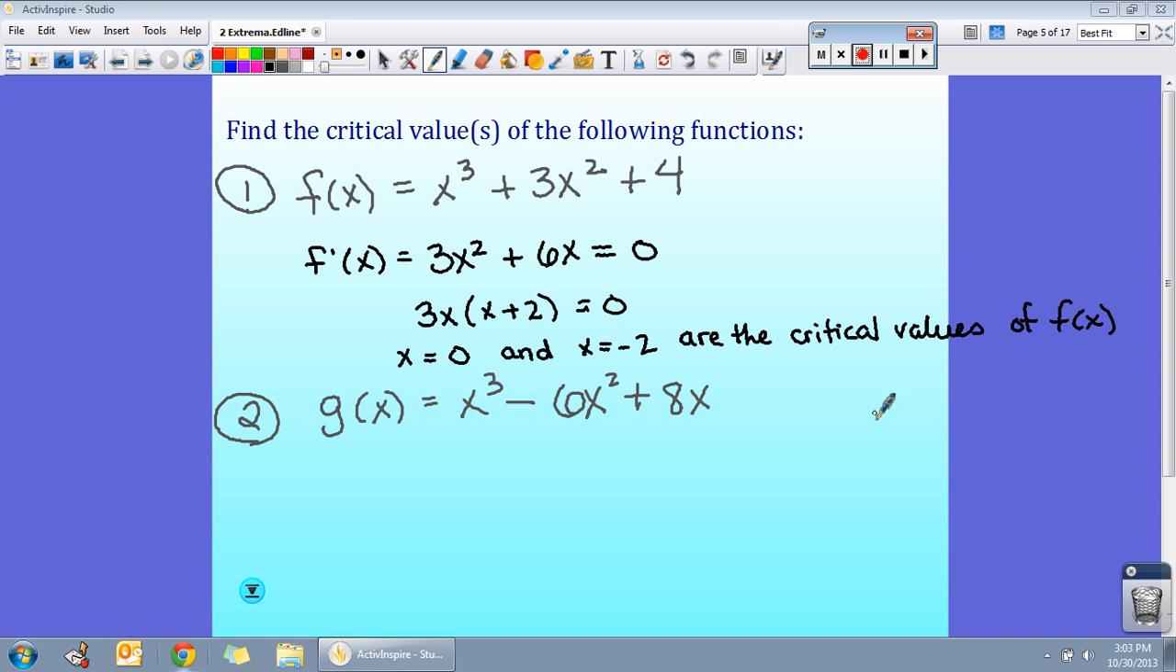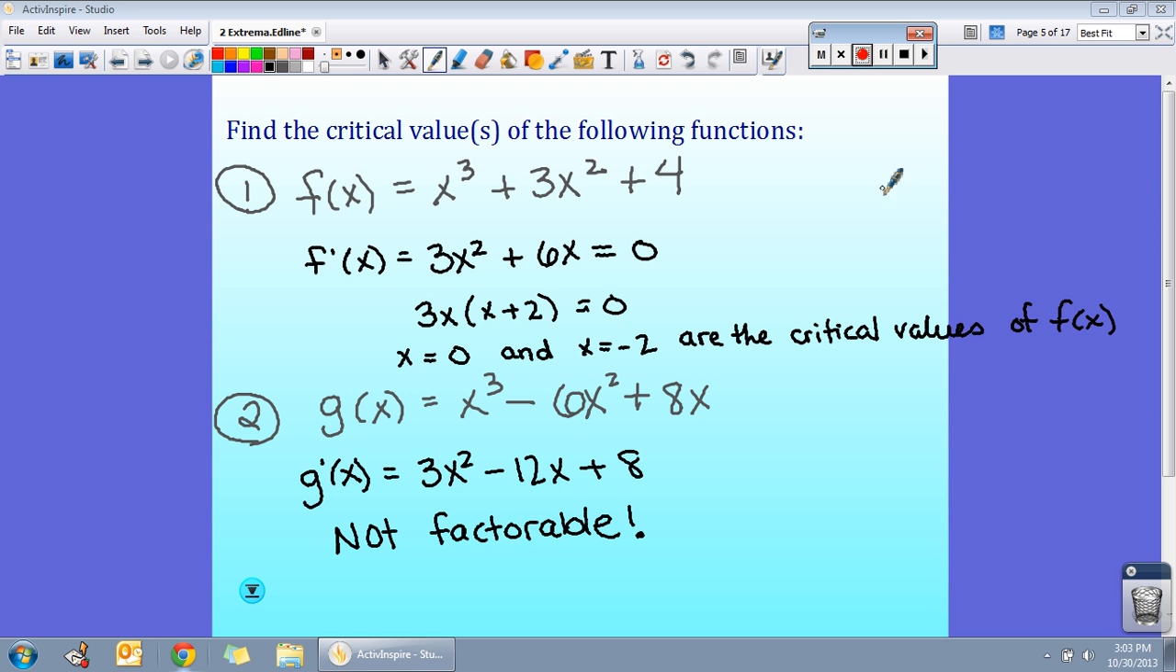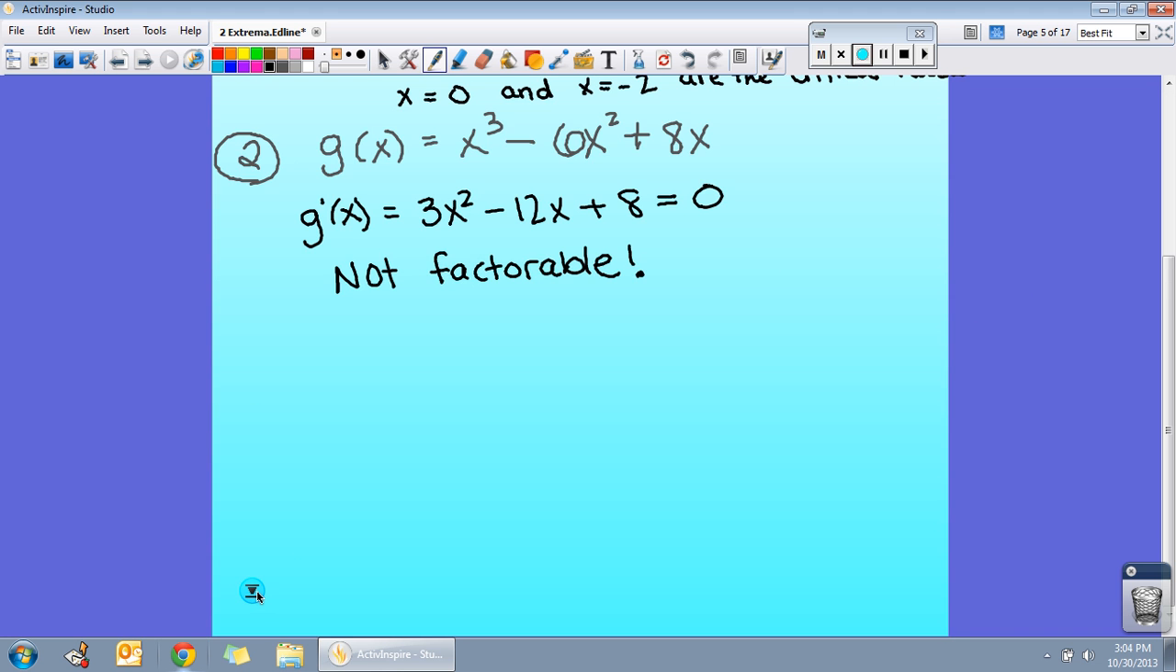Again, pause the video to try getting the derivative and getting the solutions. Unpause when you want a hint. My first hint is the derivative. Unfortunately, this function is not factorable, which makes getting the solutions a little bit more difficult. When you have an unfactorable quadratic and you want the solutions, you should use the quadratic formula.